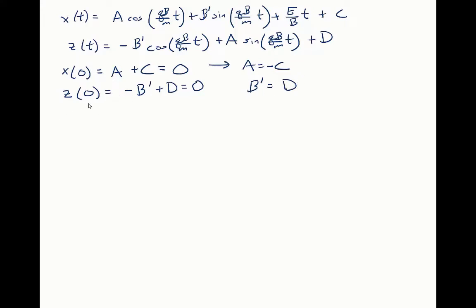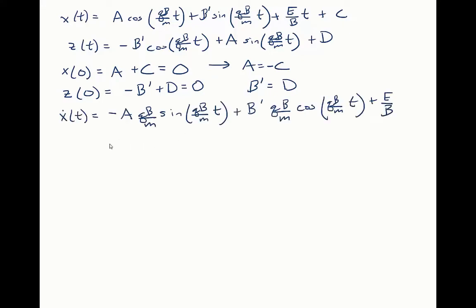Now to use our next initial conditions, we need to take derivatives. Okay, so I took the derivative. Now we know that x dot of 0 equals v naught. So sine of 0 is 0, cosine of 0 is 1. So now we have b prime times qB over m plus c times qB over m equals our initial velocity.